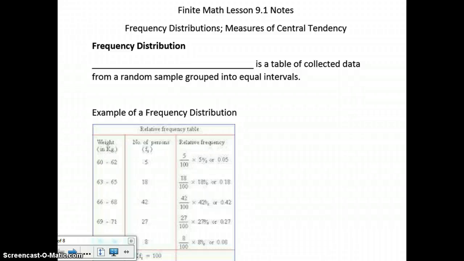This is lesson 9.1 on frequency distributions and measures of central tendency. A frequency distribution is a table of collected data from a random sample grouped into equal intervals.